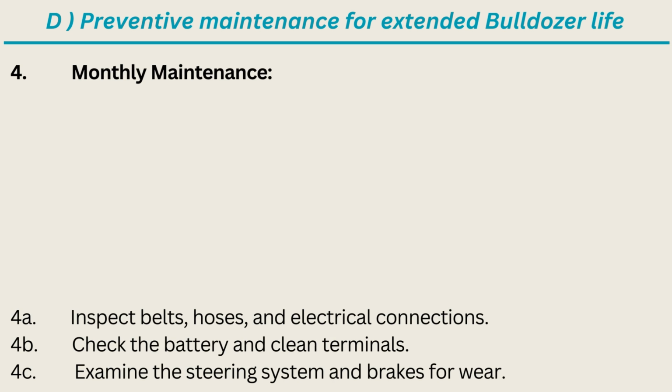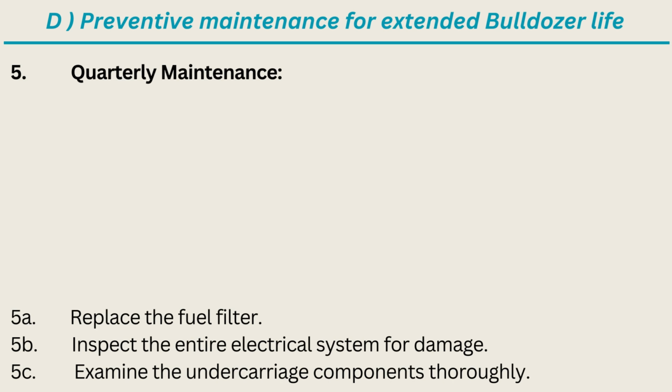4. Monthly maintenance. 4A. Inspect belts, hoses, and electrical connections. 4B. Check the battery and clean terminals. 4C. Examine the steering system and brakes for wear. 5. Quarterly maintenance. 5A. Replace the fuel filter. 5B. Inspect the entire electrical system for damage. 5C. Examine the undercarriage components thoroughly.